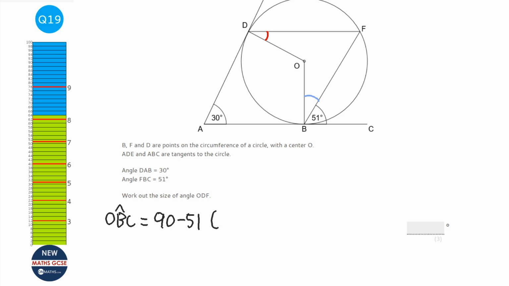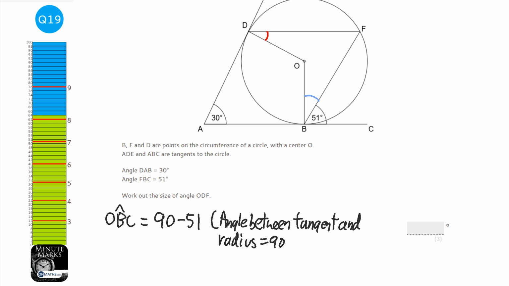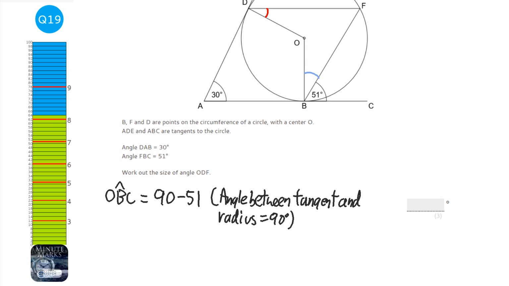And the reason is that angle between tangent and radius is 90 degrees, and that's one of the circle theorems. So AC is a tangent, and OB, because O is the centre, is a radius. So the whole thing's going to be 90. So when I do that, so I'm going to do 90 take away 51, which is 39 degrees. So we know that that's 39 degrees.